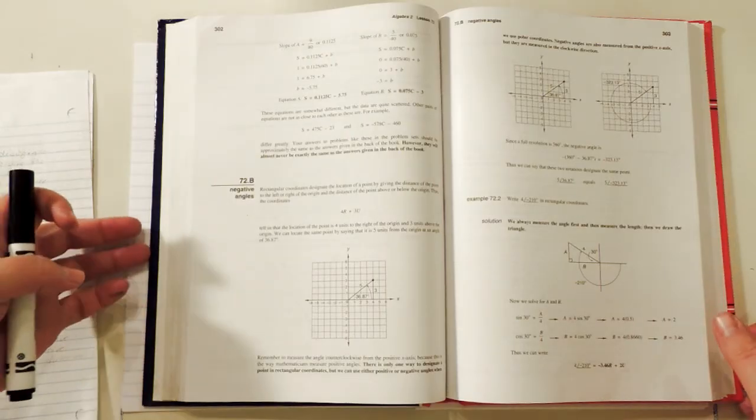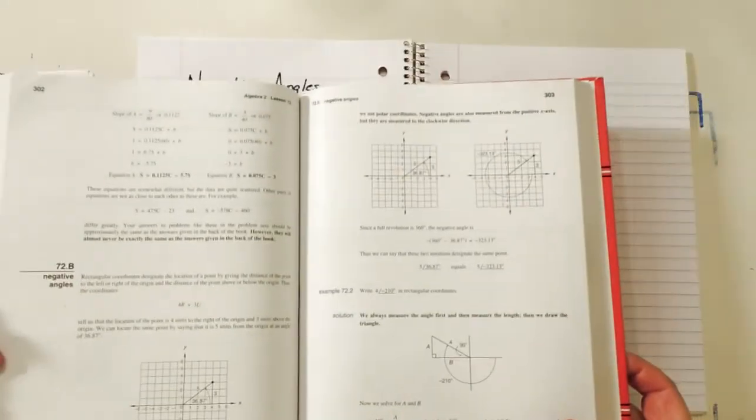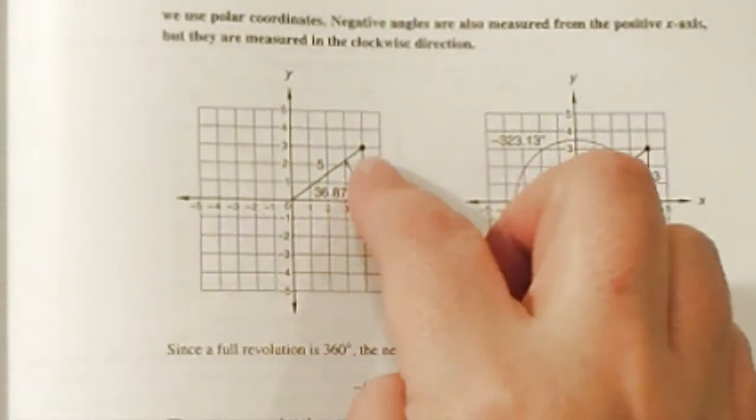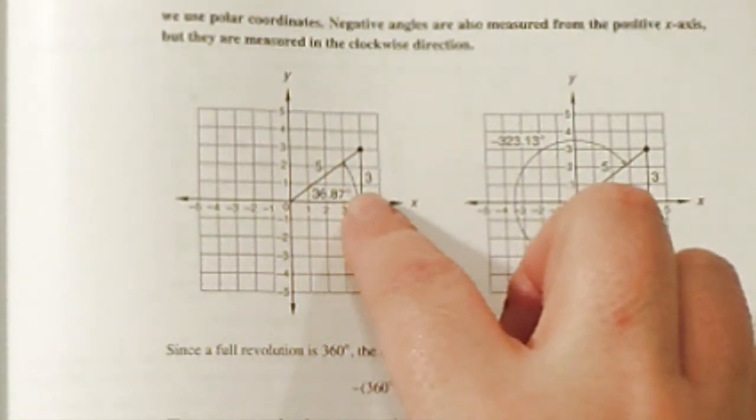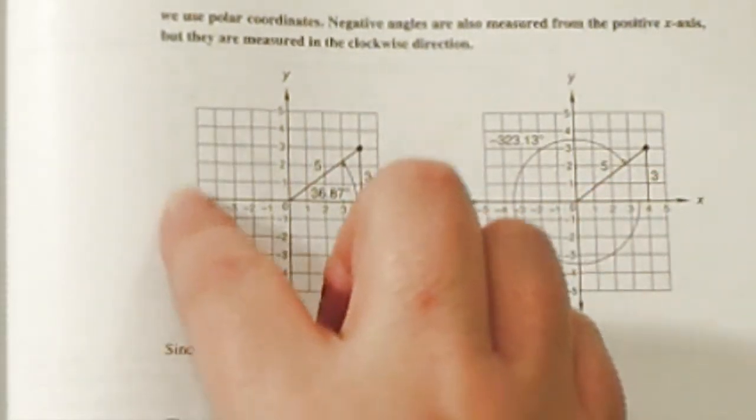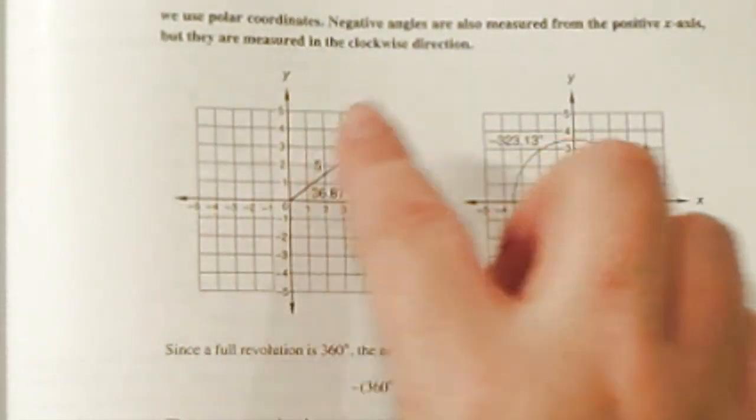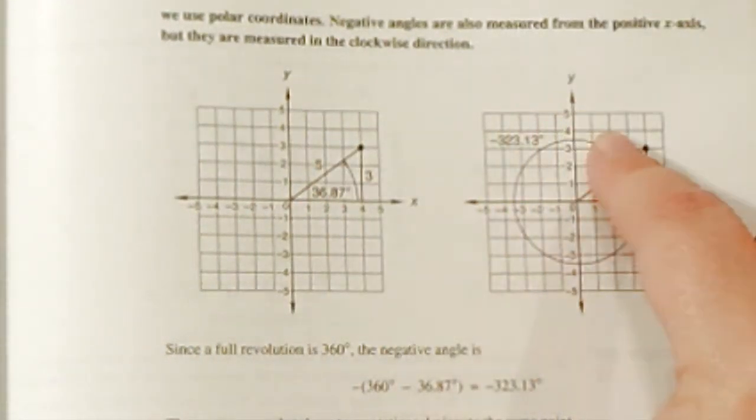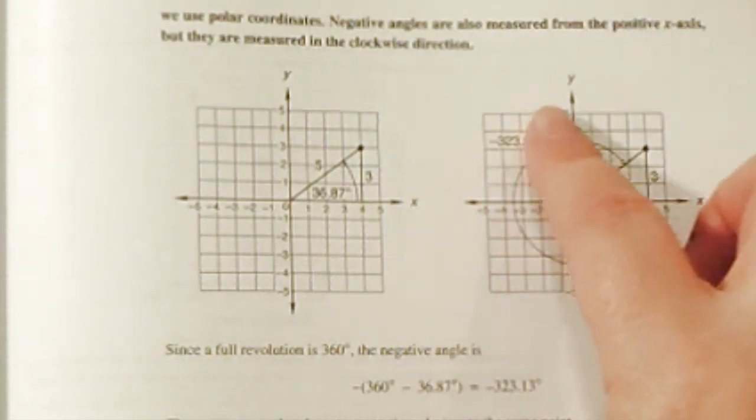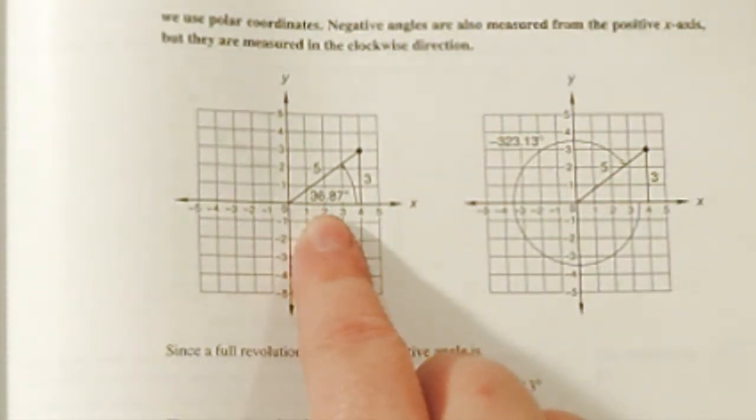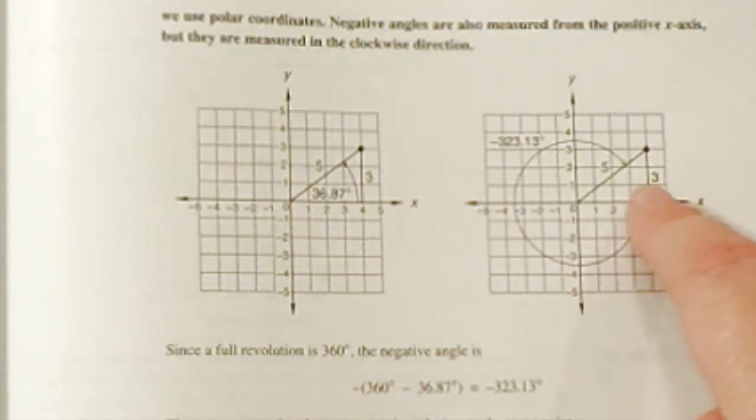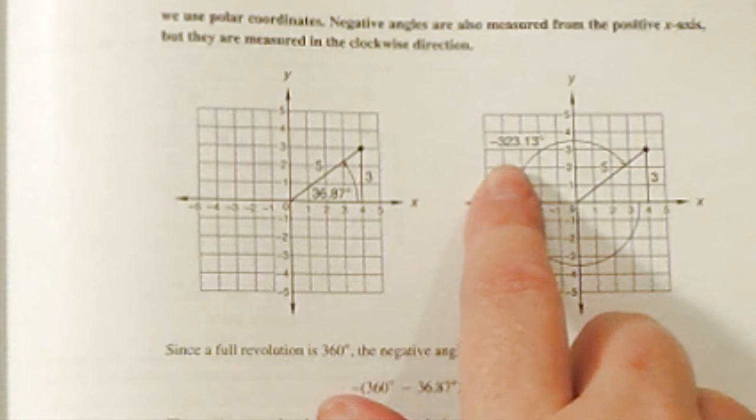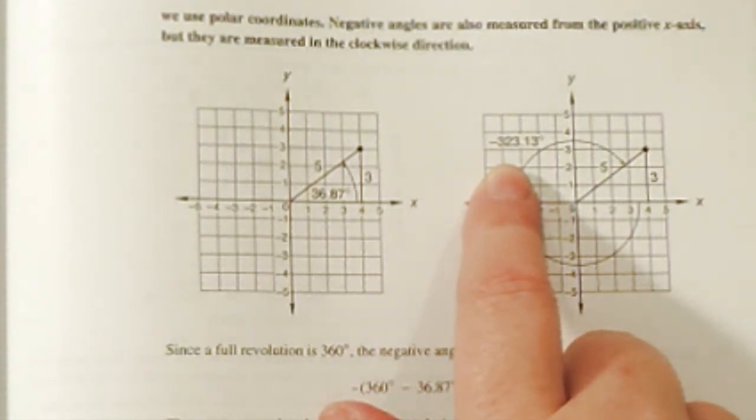So let's look at the next page. If this is positive 36.87 degrees, if we start at the positive x-axis and we go this way, clockwise around, this angle is 360 minus 36.87, and so that's 323.13 degrees. Because it's going clockwise, we say this is a negative angle, so it's negative 323.13 degrees.